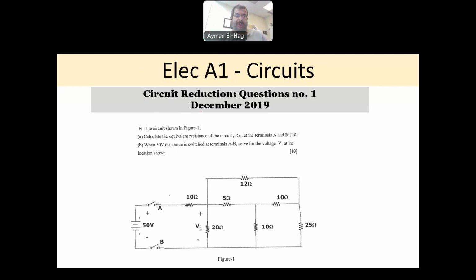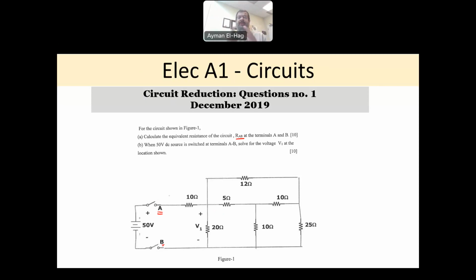So this question appeared in December 2019. And basically it asks for the equivalent circuit or equivalent resistance between 2 points, RAB. So the resistance between point A and point B. What is the equivalent resistance? And then the questions will ask to find a voltage or a current in the circuit.